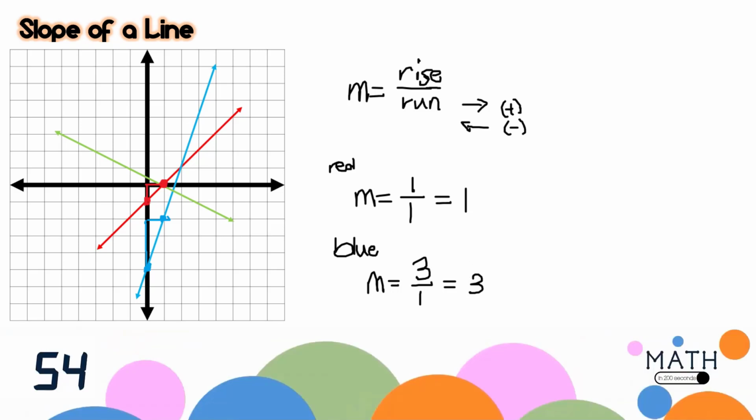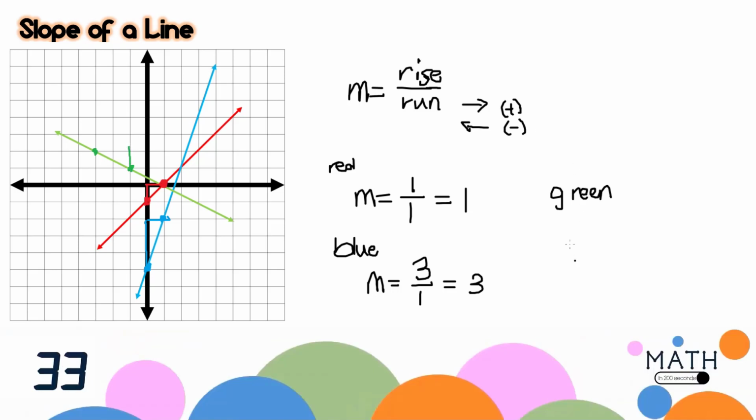Now for the final line, let's have the green line. Let's also pick points, and this time let's have these points here. How about this point and this point here? None of them are intersections with both axes, but we can also derive the slope from here. So the amount of rise is still 1.